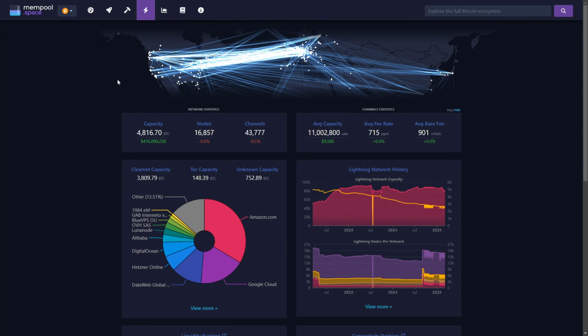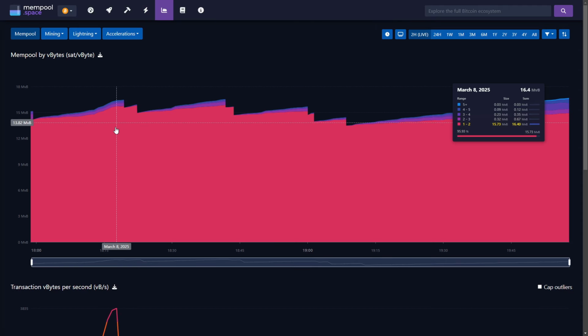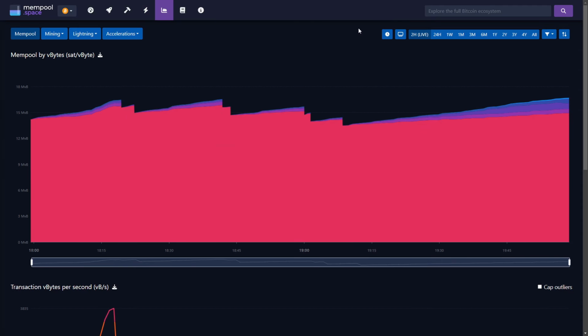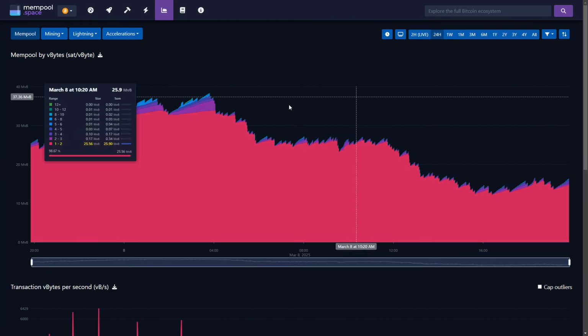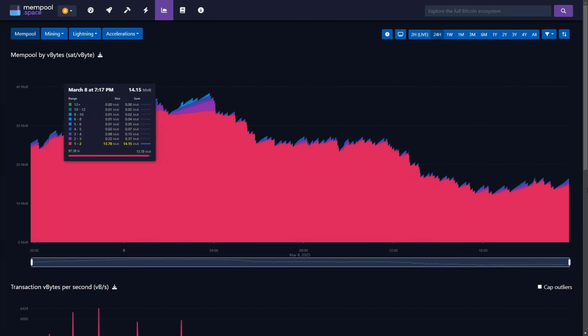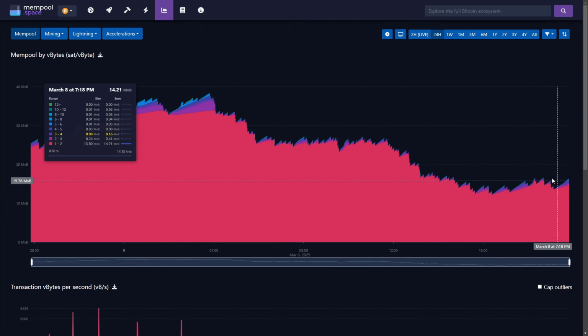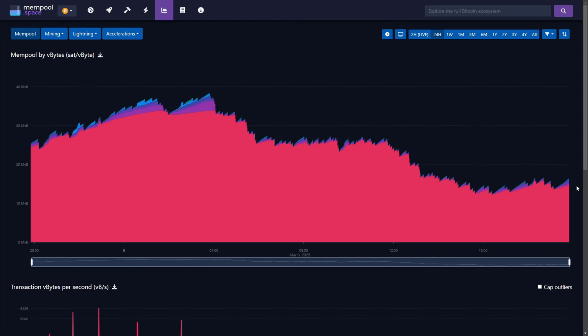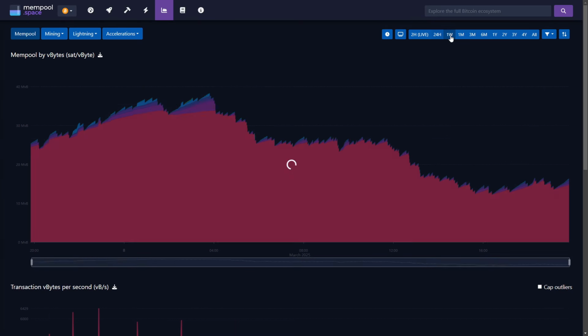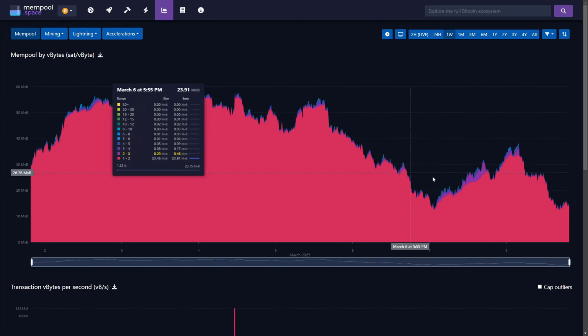Okay, but let's go to the next tab here, which is how much data is currently in the mempool. So right now we're at roughly 15 megabytes of transactions waiting to be confirmed. And you can see the last 24 hours this has gone down, meaning there's not that many transactions being added to the network in the last 24 hours. In the last week, it's also been kind of trending down.